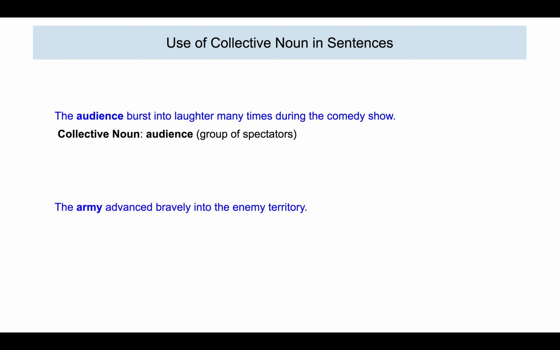The army advanced bravely into the enemy territory. Now, what is the meaning of army? It is a group of soldiers. So, again, army is a collective noun.